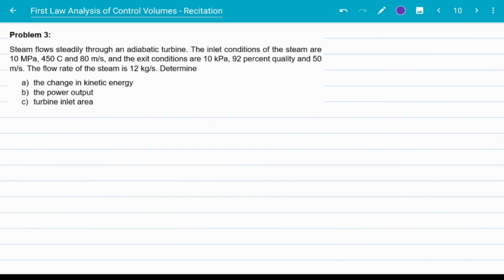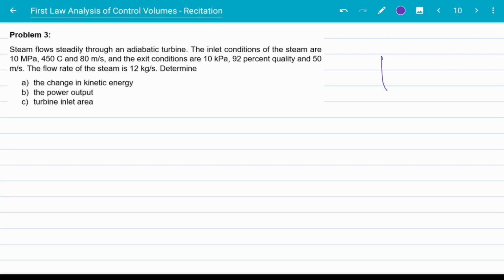All right, problem 3. We have an adiabatic turbine. Steam flows through it steadily, so steady state. The inlet condition of the steam is given: 10 megapascals pressure, 450 degrees Celsius temperature, and 80 meters per second velocity. The exit conditions are also given: 10 kilopascals pressure, quality is 92%, and the velocity is 50 meters per second. The flow rate is 12 kilograms per second, and we are asked to find the change in kinetic energy, the power output, and the turbine inlet area.